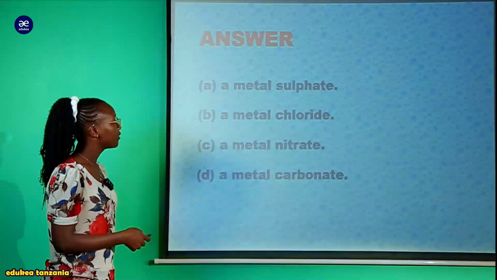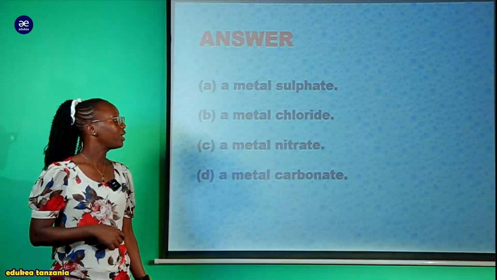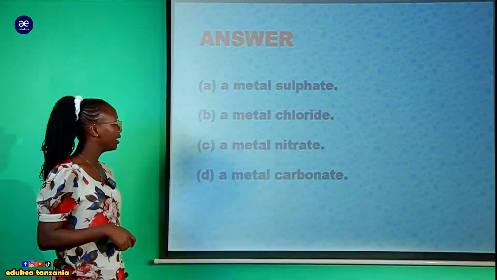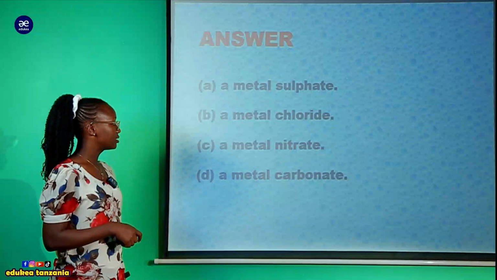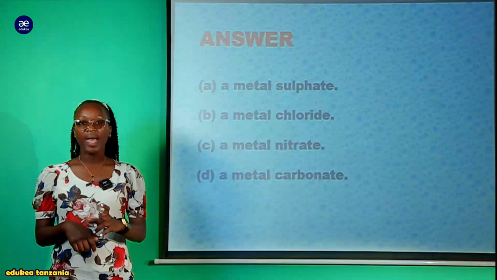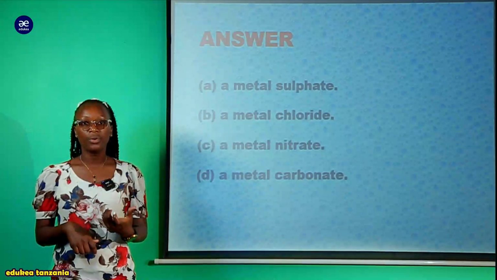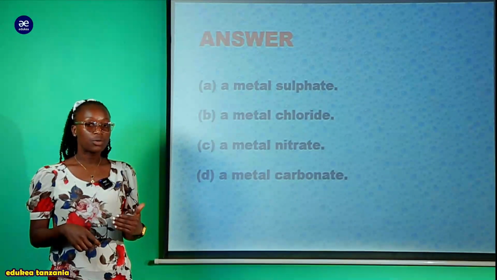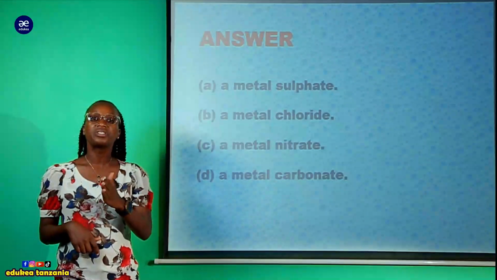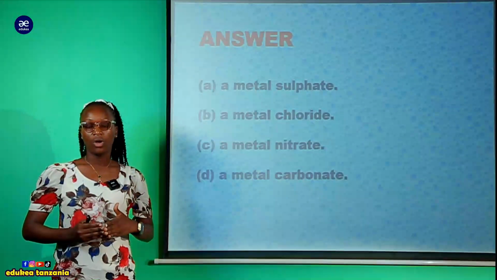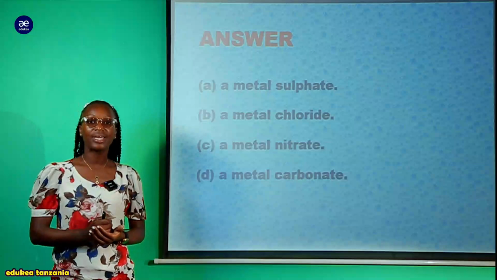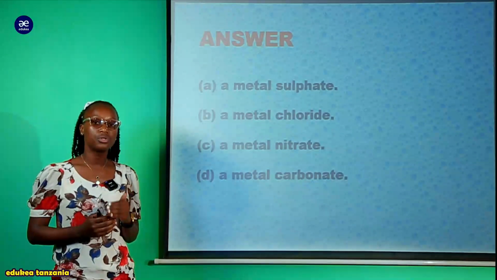So here you are given the alternatives as usual. Umepewa A amekupa a metal sulfate, B amekupa a metal chloride, C amekupa a metal nitrate, D amekupa a metal carbonate. So you are required to know what is the unknown salt. Hasa utaweza kujua kwamba unknown salt ni ipi kati ya hizi endapo utaanza kufanya interpretation. Utaanza kuchambua swali lako kulingana na zile sifa za swali ulizoambiwa kwamba kitu fulani kilitokea, kikatokea hiki na hiki. That is what you are required to do.